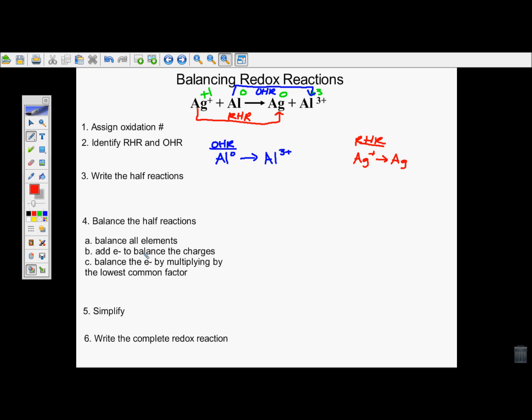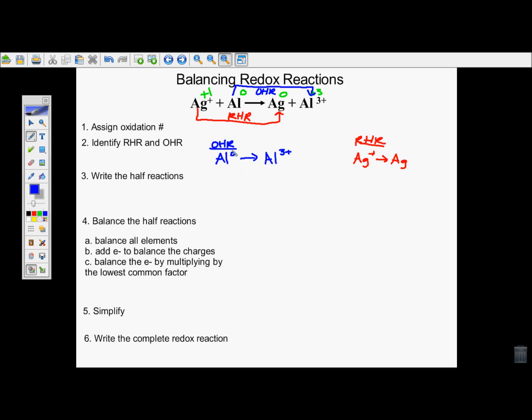Now to balance these half reactions we have 4 steps. I'm going to go through A and B for each one, and then C has to do with both of them. So 4A says balance all of the elements. So we look at our oxidation half reaction and aluminum is already balanced, so we don't have anything to do for 4A. 4B is to add electrons to balance the charges, because since these are only half reactions, instead of being able to show an electron jumping from one to the other, the electrons will just kind of be hanging out until we put everything back together. So we're going to use electrons to balance the oxidation numbers or the charges.